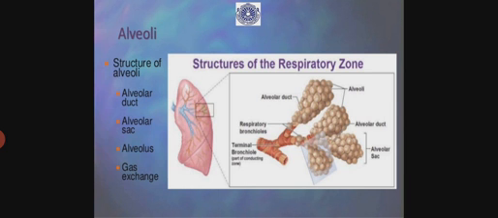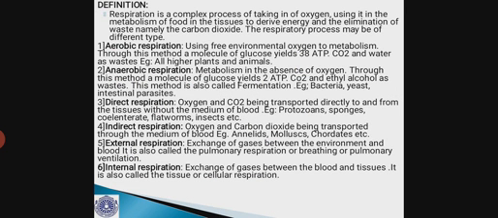And these alveoli are highly vascularized, that is, they are supplied with rich blood vessels, capillaries, arteries and veins around the alveoli. So this is the anatomical part of the human respiratory system in brief. Now let us go through the detailed mechanism of respiration.